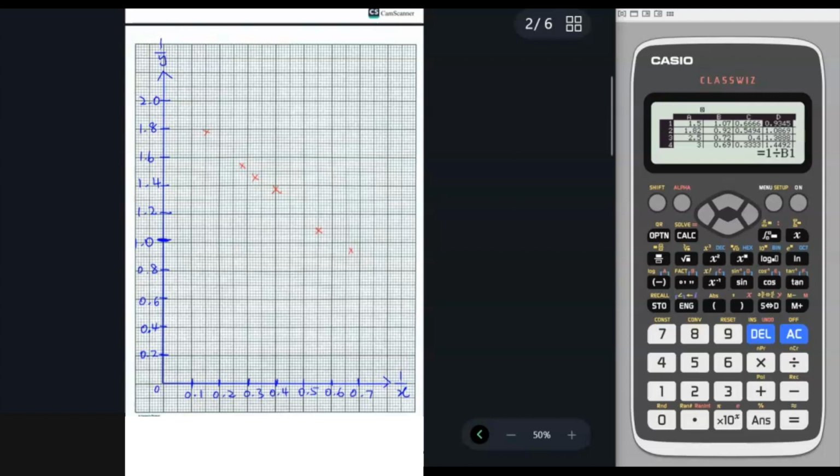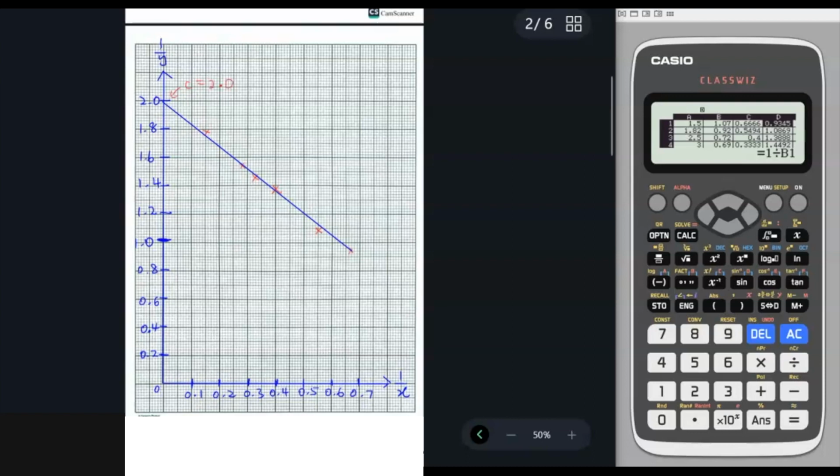Okay, so let's join them together. Okay, so here, this is the line. It cuts at the y-axis, which is at 2.0, which means that your intercept is 2.0.